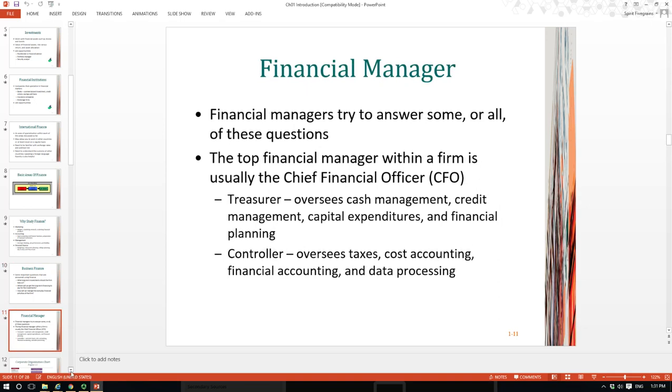In a corporation, the top financial manager is called the CFO, Chief Financial Officer, and the CFO will oversee the treasurer and the comptroller. The treasury department oversees cash management, credit management, capital expenditure, and financial planning. On the controller side, they look at taxes, do cost accounting, financial accounting, and financial data processing.